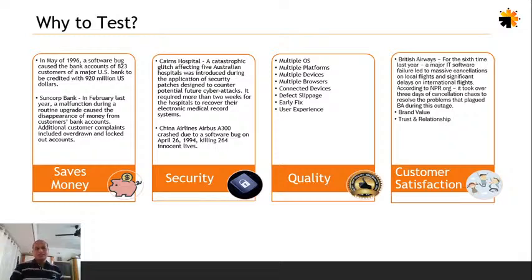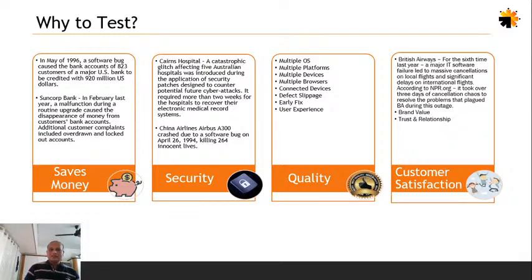A couple of scenarios are listed here, as you can see in the slides. There are multiple aspects to it, but I would like to break it down into 4 major aspects. The first is saves money, the second is security, then quality and customer satisfaction. There are 2 scenarios listed under saves money. A software bug caused the bank accounts of 823 customers to be credited 9.